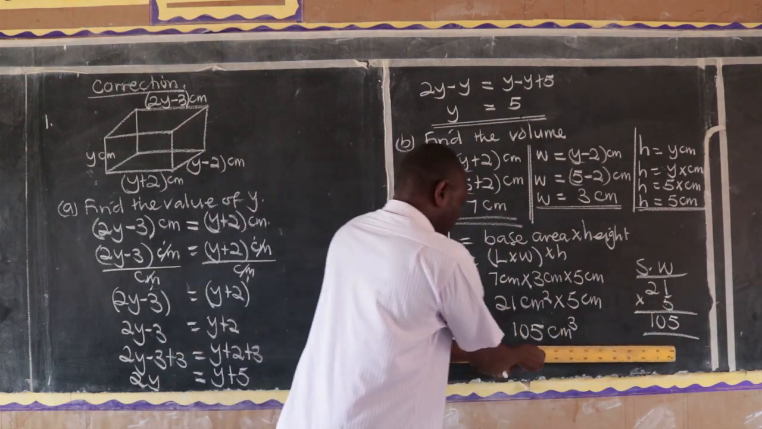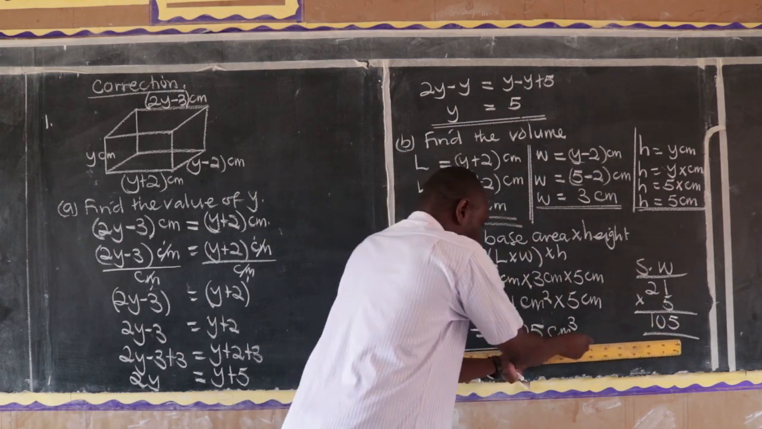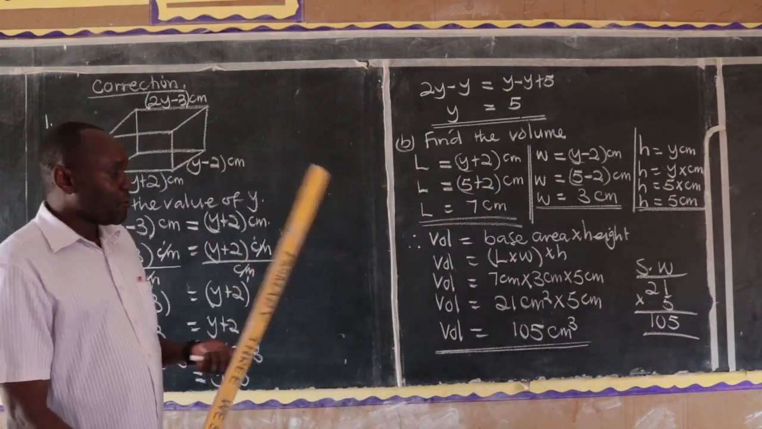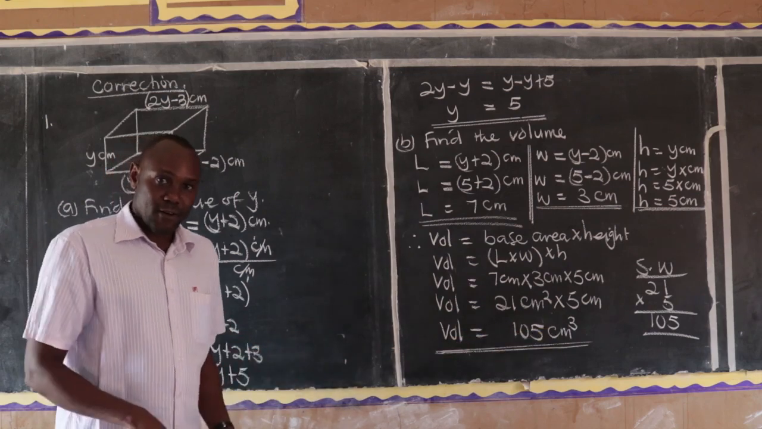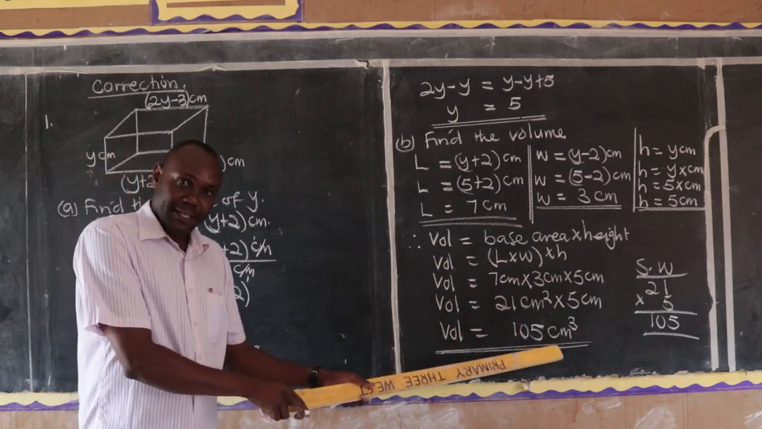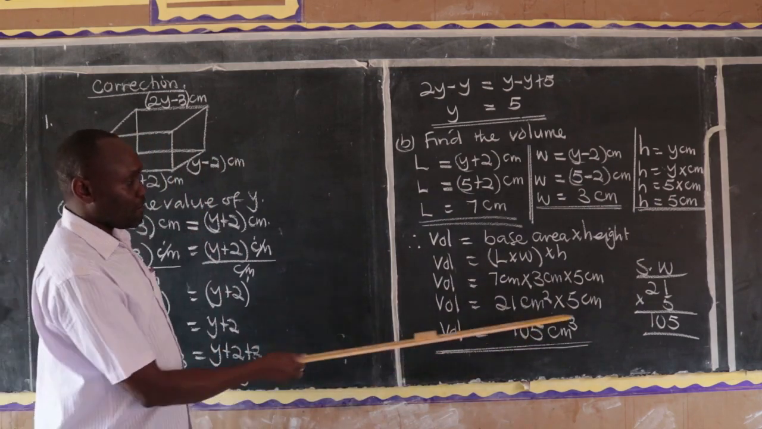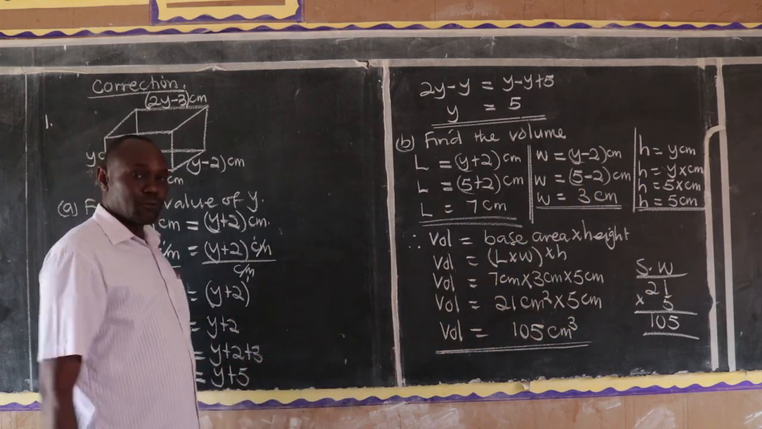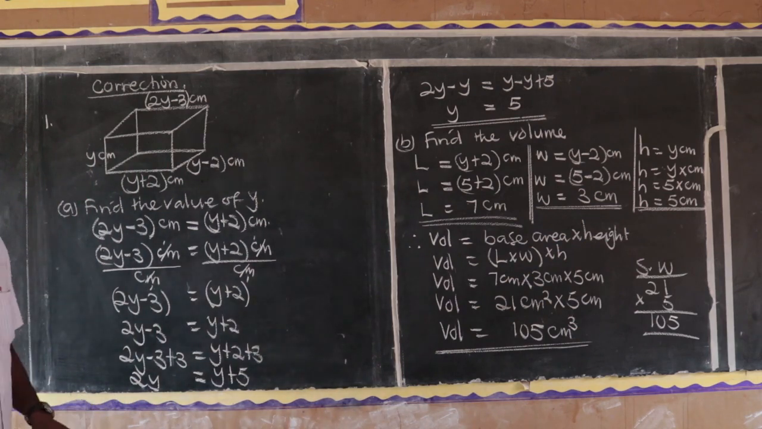Therefore, candidates, make sure that the units you write in the volume must be cubed. The moment you leave without units, you'll be marked wrong. There are others who say 105 centimeters, you are also marked wrong. Volume must be what? Cubed, the units. So, that was the volume.